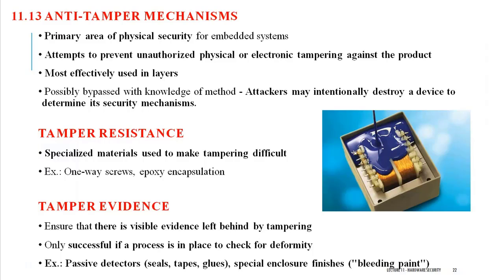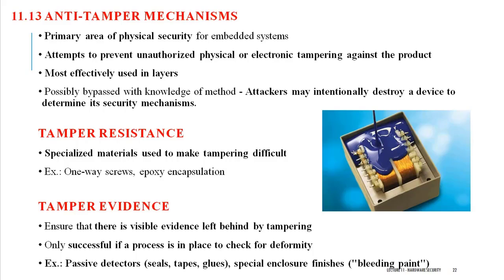Even bleeding paint, the blue paint which is added here. These are all anti-tampering mechanisms, by which you can find tampers. If somebody breaks your device, you can easily find it. So these are all the different techniques.